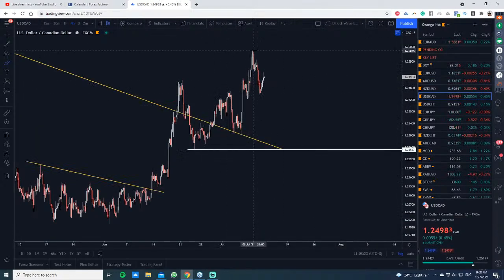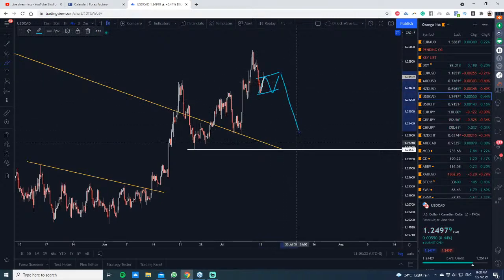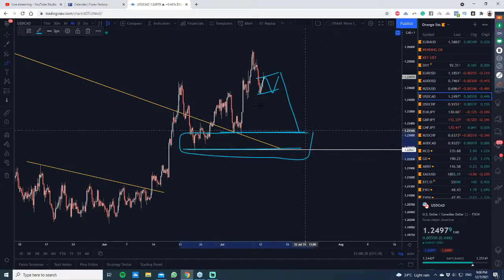Same thing in dollar CAD. There might be a short-term opportunity where this forms a flag like that, a correction. Then you might get one more push to the downside. Potentially this region here or even lower. So the idea is you might get a short-term push to the downside like that. Same thing.